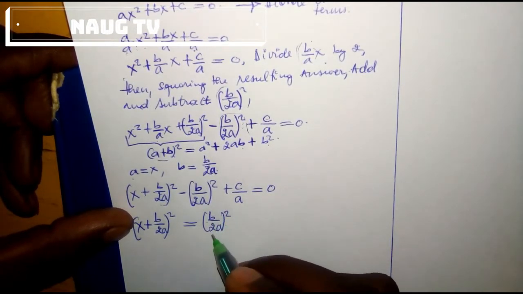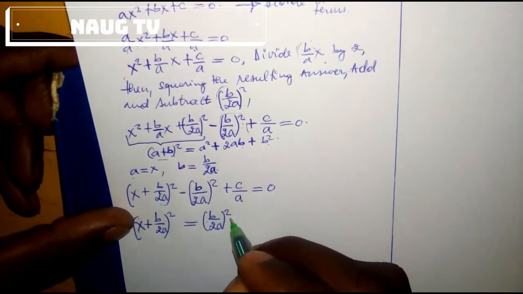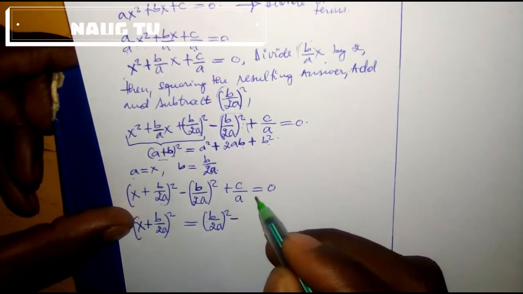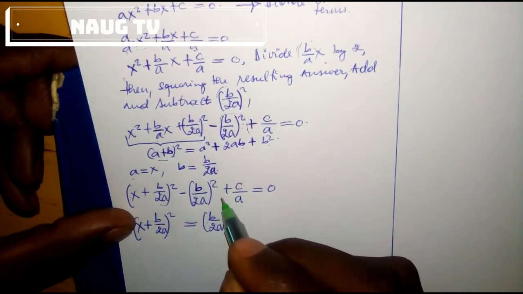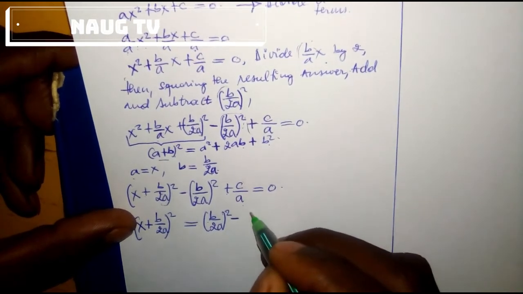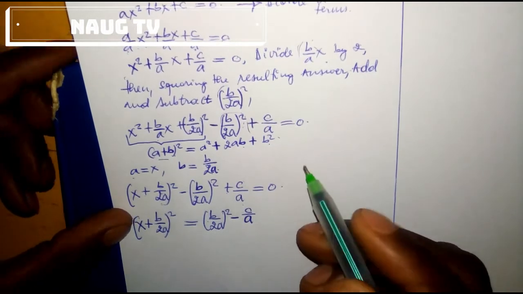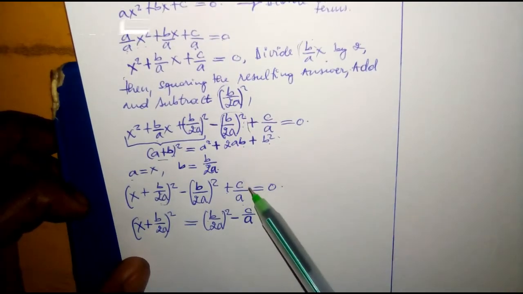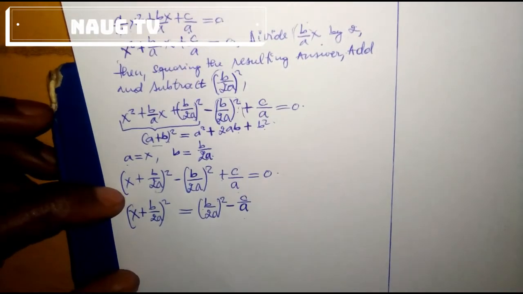B over 2a squared would be positive, so negative c over a, because the positive sign has also changed to negative, c over a. We have c over a.